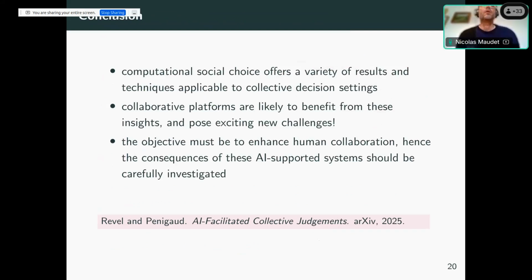Okay, and just to conclude, I believe that computational social choice offers quite a variety of results that can be used in collective decisions and collaboration settings. Collaborative platforms are very likely to benefit from some of these insights. I think they also raise some exciting new questions, which is very nice. And of course, you always have to keep in mind, and this is also related to Dominic's talk, that the objective is to enhance human collaboration, and so the consequences of this AI-supported system should be carefully investigated.